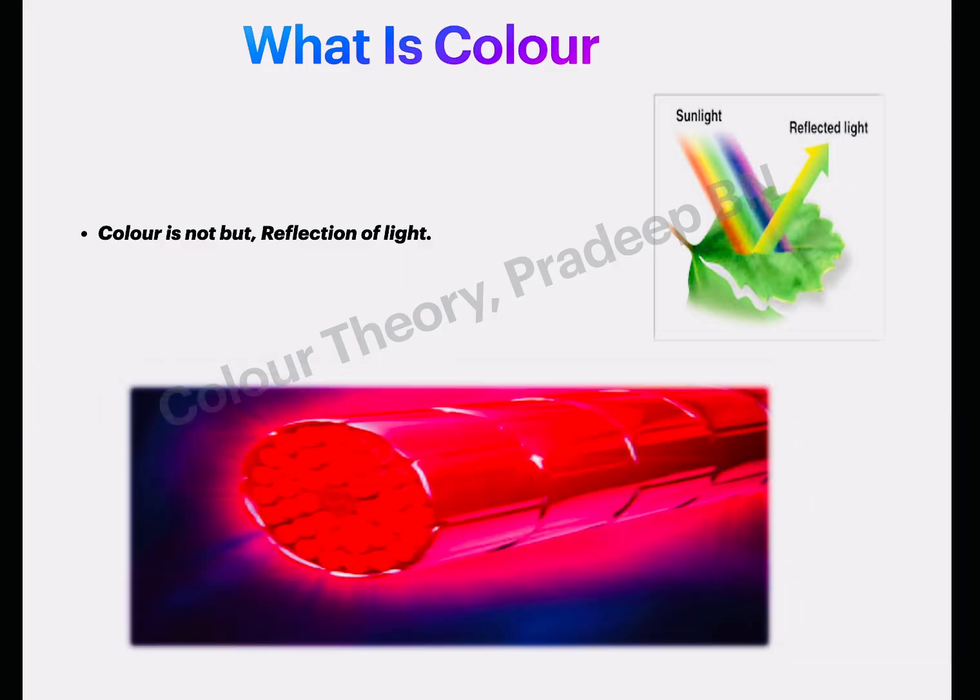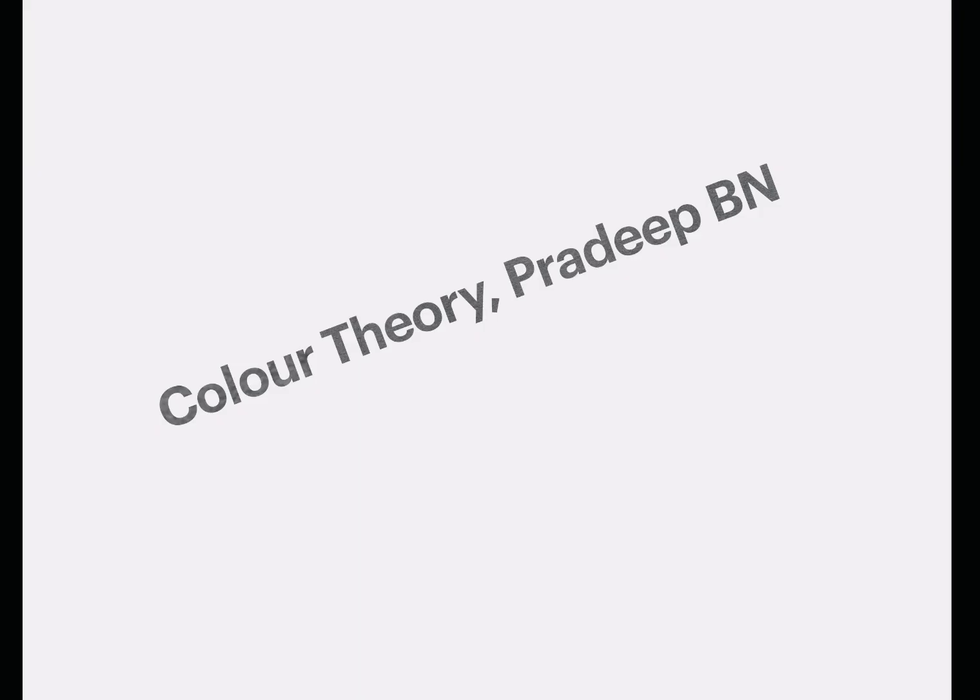After coloring the hair and setting the hair, you'll be able to see the color from the hair. So how will you be able to see the color? Through the light. So henceforth we say color is nothing but the reflection of light.